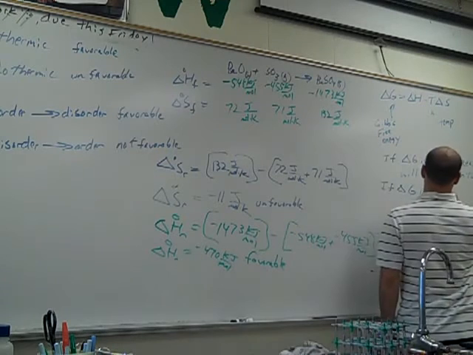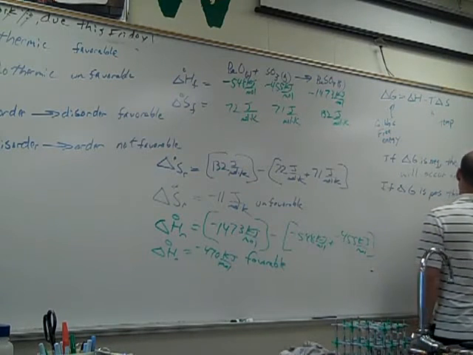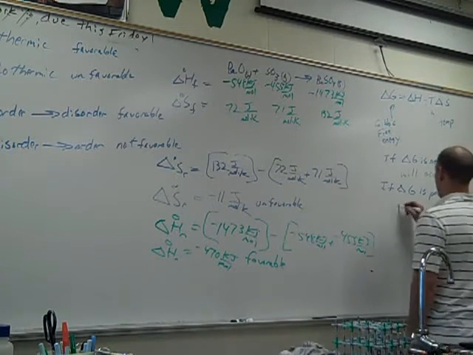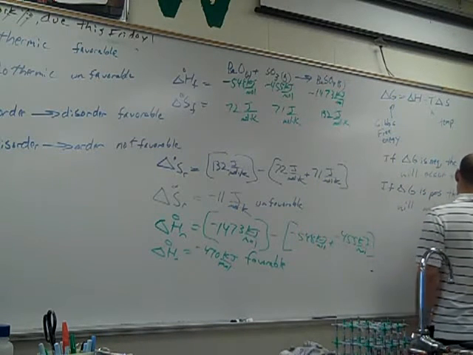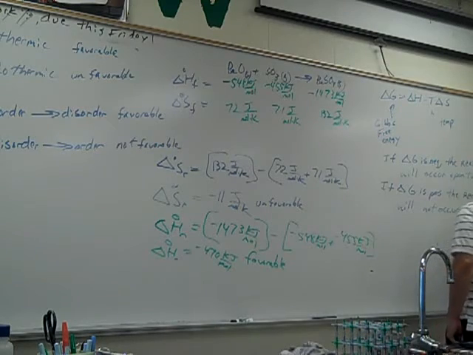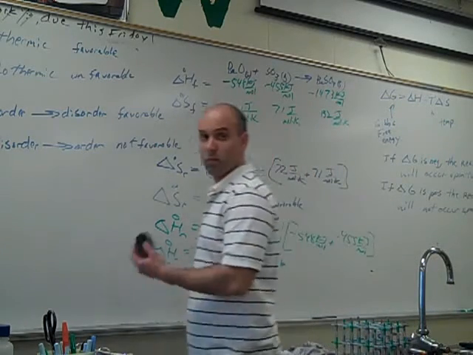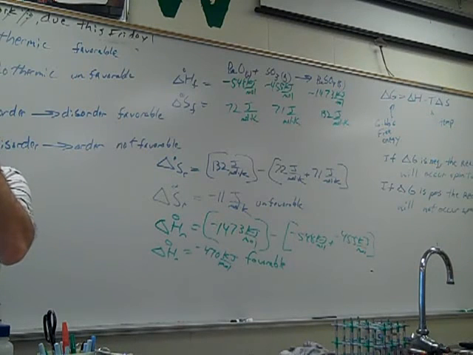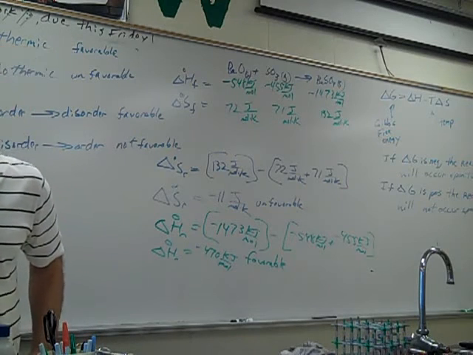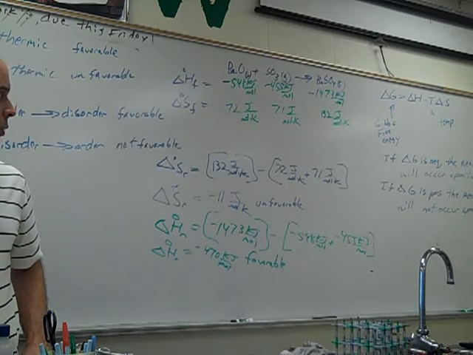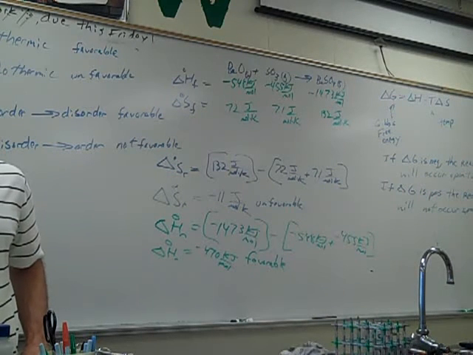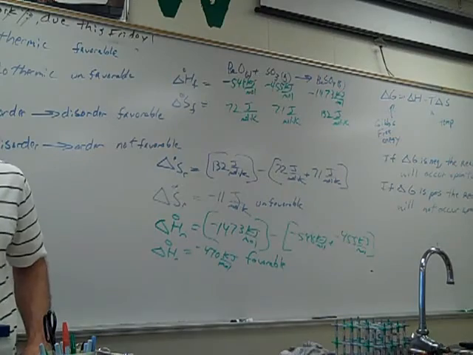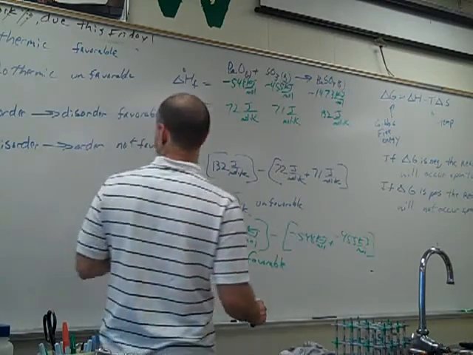If delta G is positive, the reaction will not occur spontaneously. Mr. Strauss, if it doesn't tell us how fast it will go, how can you assume that it's spontaneous? Well, because we can actually measure it and watch the reaction, so we know the reaction is occurring. Some of them may just occur slowly. Some reactions occur very quickly.